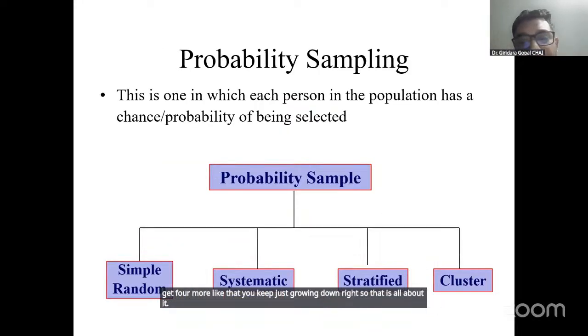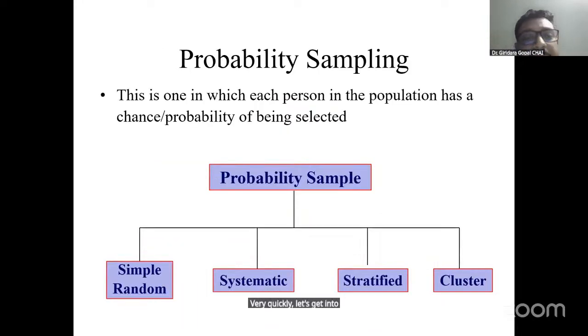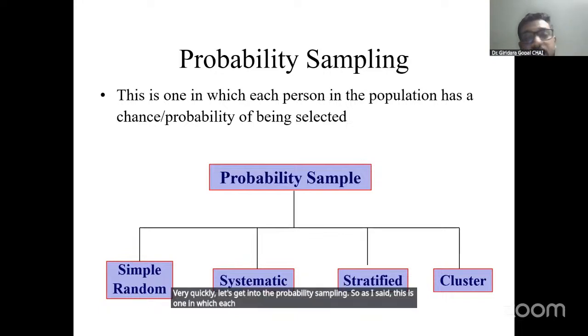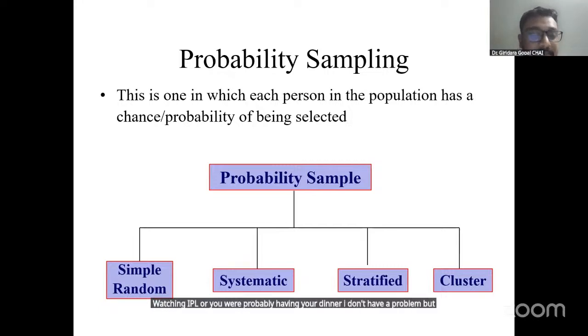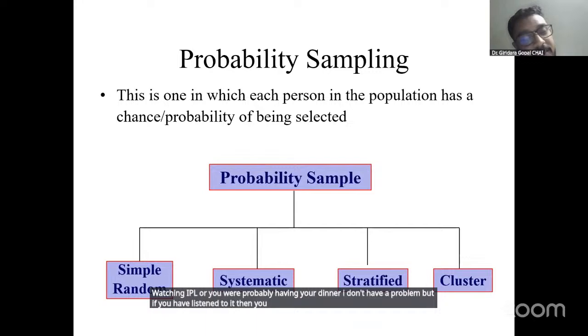Very quickly, let's get into probability sampling. As I said, this is one in which each person in the population has a chance or probability of being selected. You have simple random, systematic, stratified, and cluster. I've already given you great examples as I spoke. Unless you were watching IPL or having your dinner, I don't have a problem. But if you have listened to it, then it's simple random, systematic, stratified, and cluster.